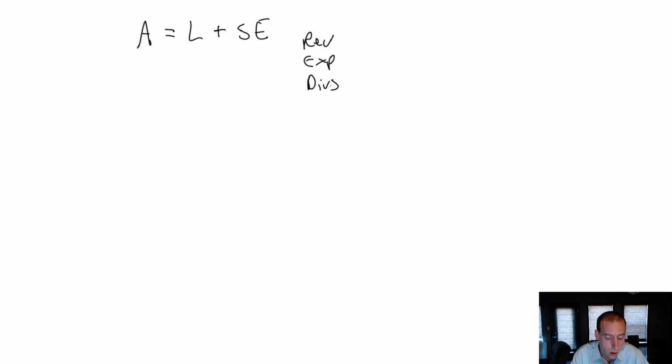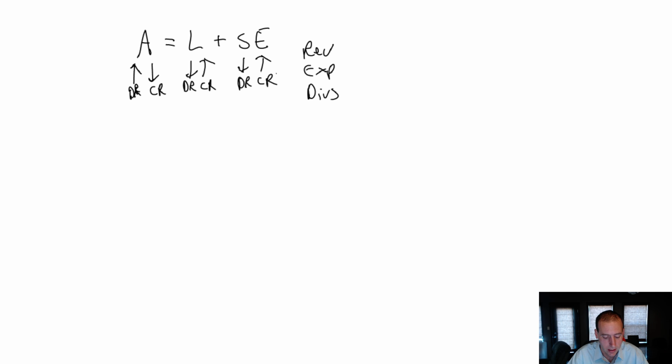Okay, so I'm just going to draw some arrows here. I'll explain what I do after I draw this. Up, down, down, up, down, up. And DR, CR, DR, CR, DR, CR. Okay, so I'm just going to touch on this now. If, as an accountant, I want to make an asset go up, I debit it. DR stands for debit.